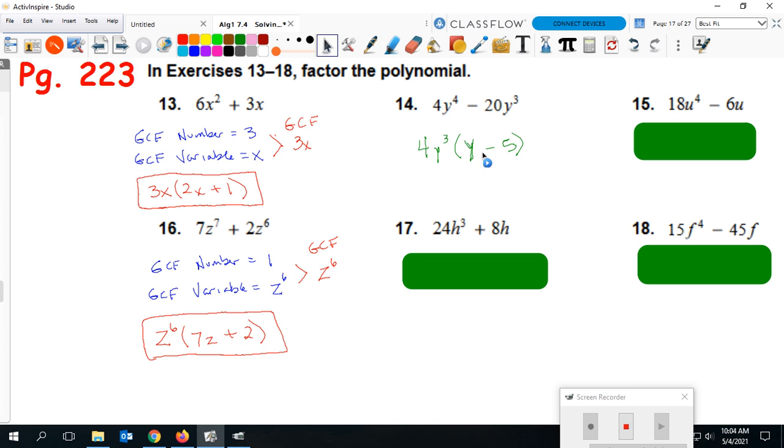Now, you got to remember, there's 2 terms here. There's still going to be 2 terms in the parenthesis. You would never want that to be different. You wouldn't want to go from 2 terms to 1 term in the parenthesis. So in the parentheses, it's always going to be the same amount of terms you have in your problem.